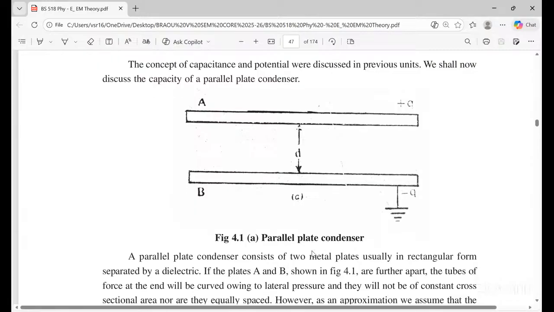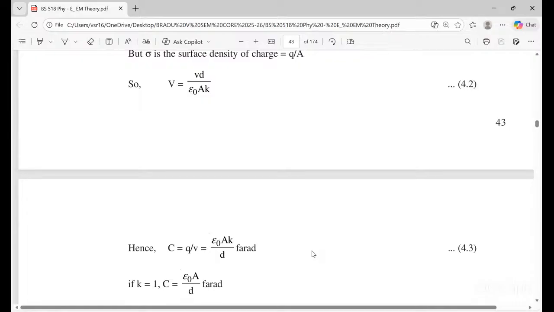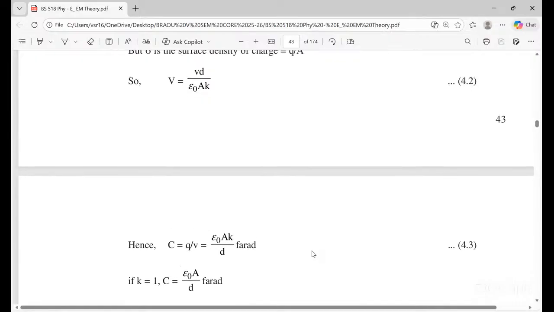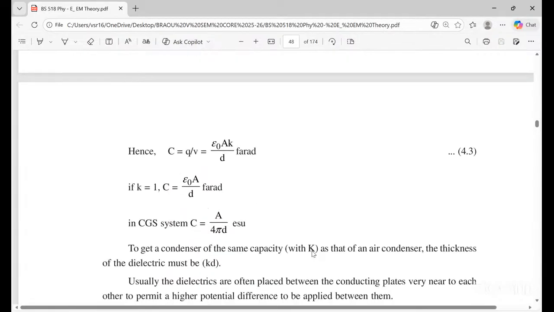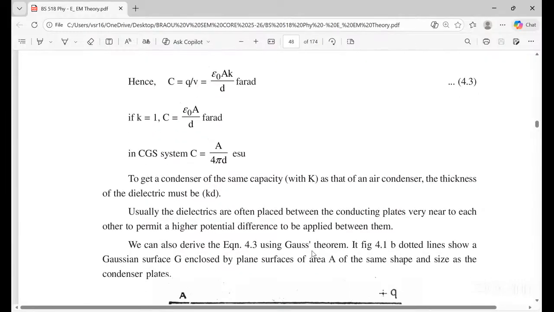If you want to calculate the capacitance of the parallel plate capacitor, first we calculate E equals V by d, or V equals E d. Based on that, if you substitute it in the equation of the capacitance, Q by V, you may get epsilon naught A by d. What is epsilon naught? Epsilon naught is the permittivity. A is the area of cross section of the plates, and d is the separation between the two plates.